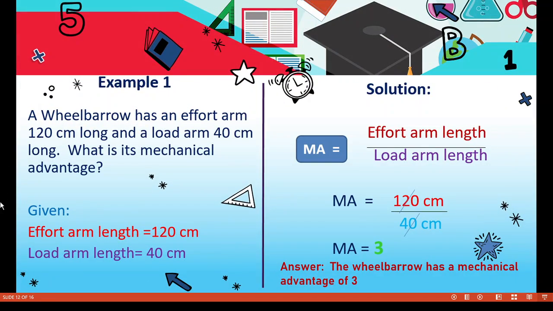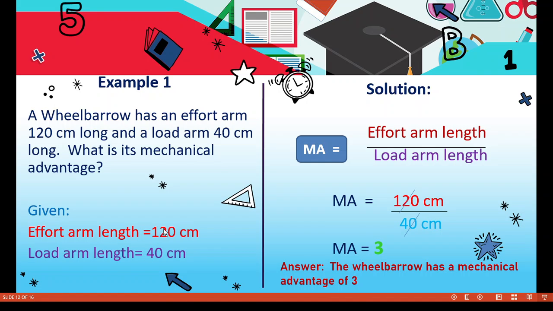So example 1. A wheelbarrow has an effort arm 120 centimeter long and a load arm 40 centimeter long. What is its mechanical advantage? Just now you have seen there are two formulas for mechanical advantage. One is load by effort, another one is effort arm by load arm. So here the given data are 120 centimeter and 40 centimeter.